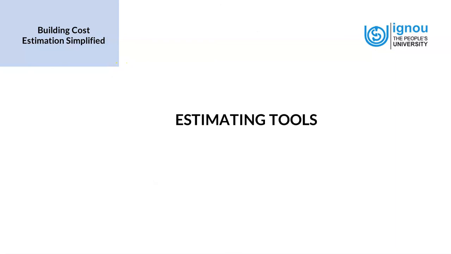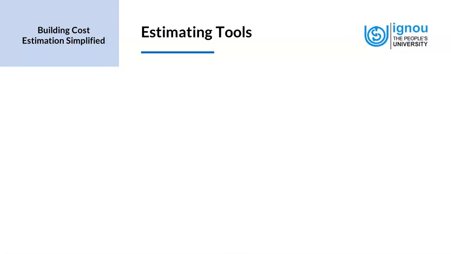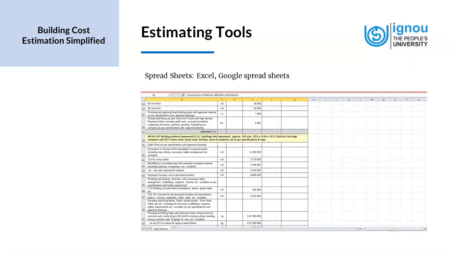Now we move on to the estimating tools. We have spreadsheets, Excel, Google spreadsheets. When we use the term spreadsheet, we usually refer to Excel. This is software provided by Microsoft. It is a basic tool required for estimation. We can do estimation manually, but the knowledge of spreadsheet software is an important skill that every estimator must possess. Excel gives us the provision for not only quantifying items on the Excel sheet, it also supports calculation in arriving at the cost.